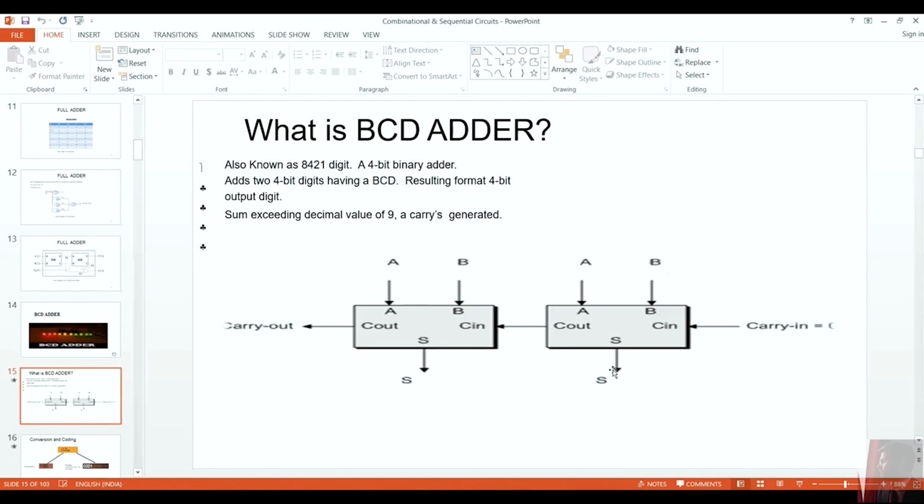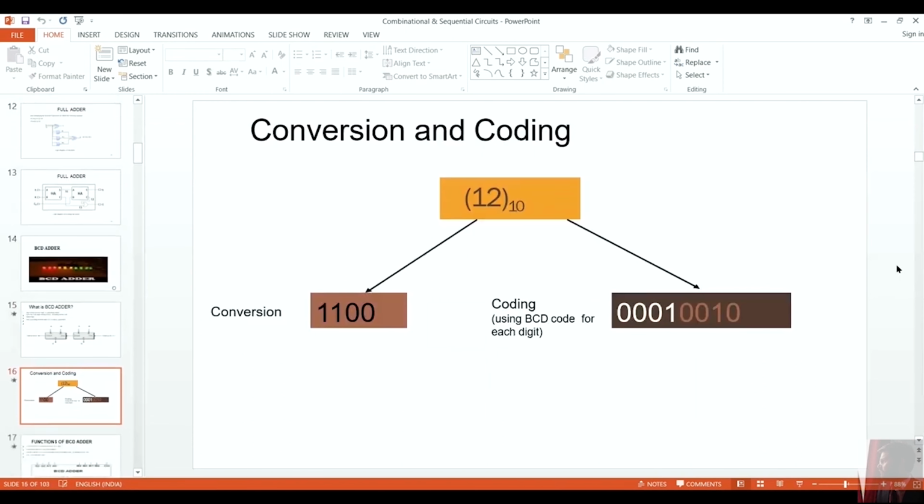So the 8421 code naturally has a weight. Now how does it come out of 8421? 2 raised to power 0, 2 raised to power 1, 2 raised to power 2, 2 raised to power 3. That's a very good thing in the BCD adder. We talk about 0 to 9, because we already know the decimal value is 0 to 9. 10 is not a decimal digit in BCD, right? So we are talking about 0 to 9. Whenever we get more than 9, the BCD adder behaves in a different way.